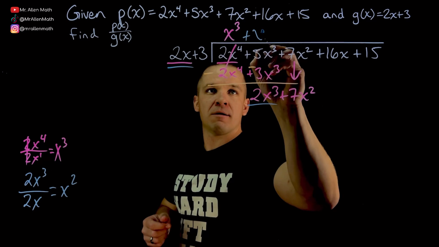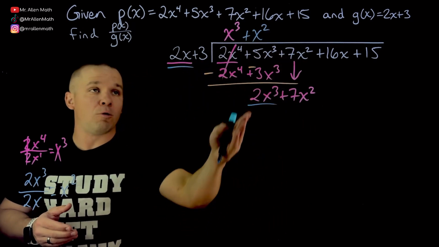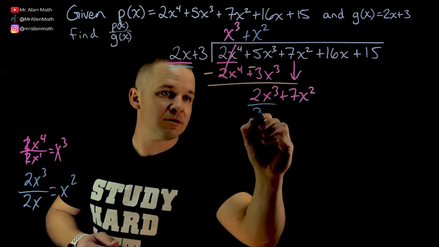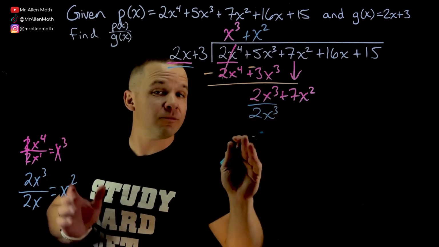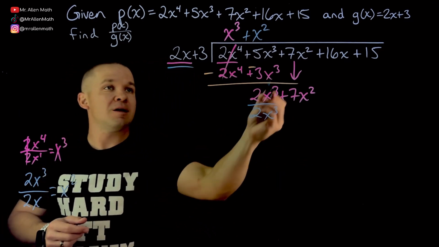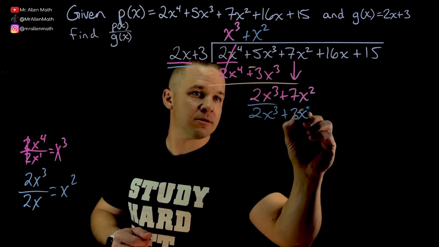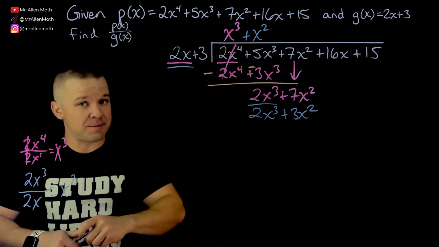Pop that guy right up here. Then we'll multiply through just like we did last time. So x squared times 2x is 2x cubed. Look at that. They match up. They always will, or you did something wrong. x squared times 3 gives me positive 3x squared. Now it's time to subtract.